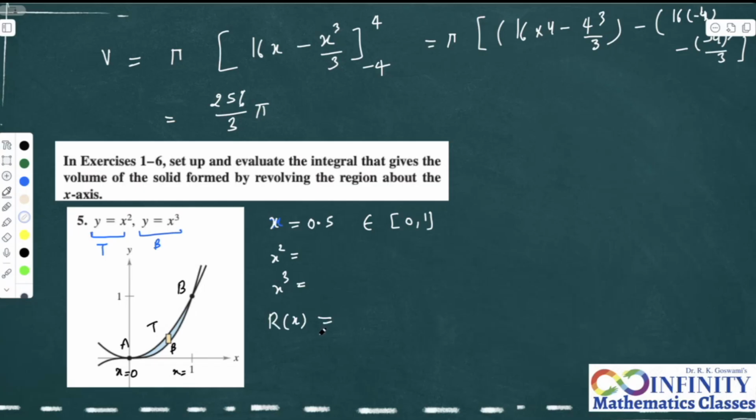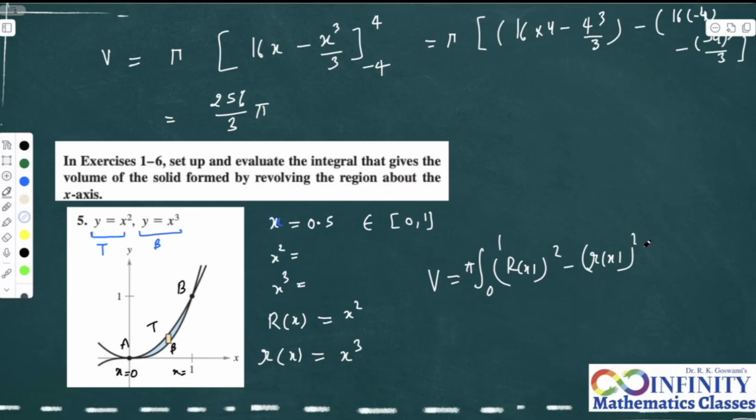So you got the idea how to calculate? What is capital Rx? It is the top. Top is going to be like x square, I told you. What is the bottom? It is x cube. So now what is the volume there? The limits are going to be 0 to 1. I forgot pi there. Pi times capital Rx square minus small rx square dx, and that is all. You need to just set up the integral.